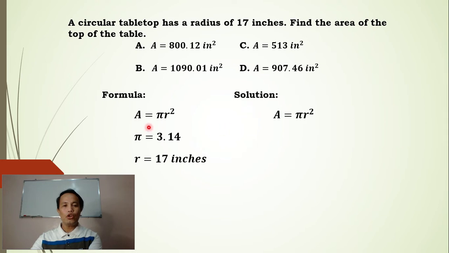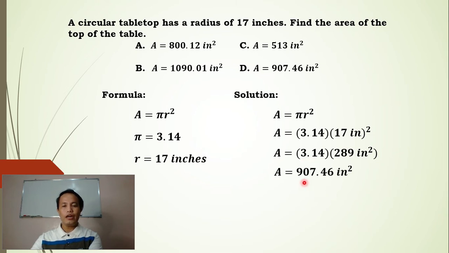So for the solution, we will use the formula area is equal to pi r squared. So our pi is equal to 3.14 and our radius is equal to 17 inches. The next is 17 squared, which is 289, then we have the inches squared. So 17 times 17 is 289. Then this time, we need to multiply this value by 3.14. So that would give us 907.46 inches squared. So therefore, this is now the area of the top of the circular table. So therefore, our correct answer is letter D.